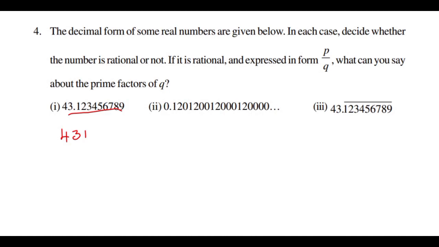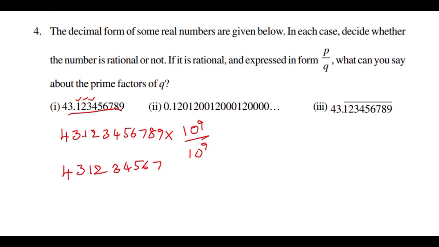Without the point you can write 431234567 89. Actually in the question we have a point here. After the decimal point we have 1 2 3 4, so total 9 digits. We can multiply by 10 power 9. So 9 zeros number. Then what you get? 43123456789 divided by 10 power 9.